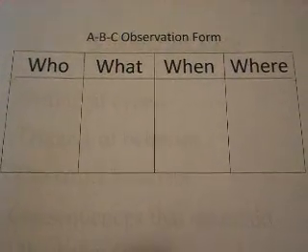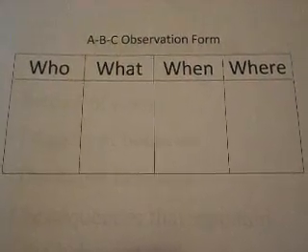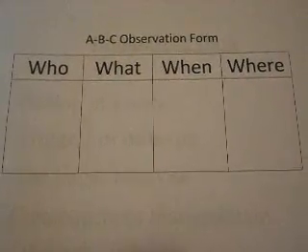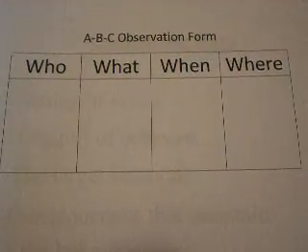An ABC observation form has clear columns where you can record who you are observing, what you are observing, when you are observing it, and the surroundings where you are observing it. The next step in the process is comparing and analyzing the data you've collected.